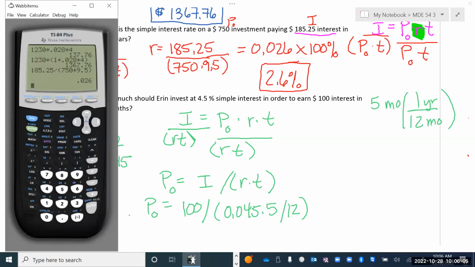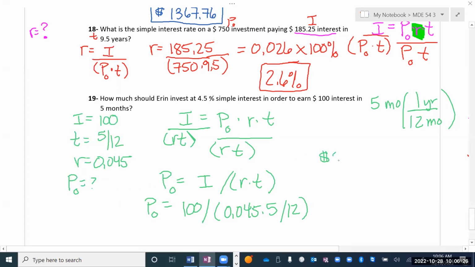All right. So 100 divided by 0.045 times 5 divided by 12, close parentheses. So in order to get that interest in those 5 months, she has to do this amount.